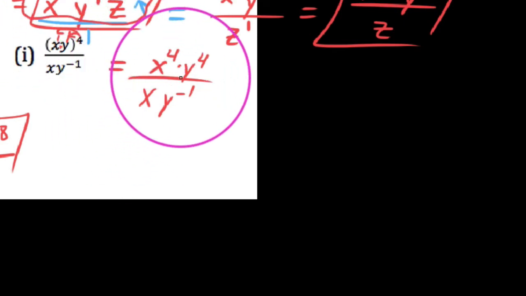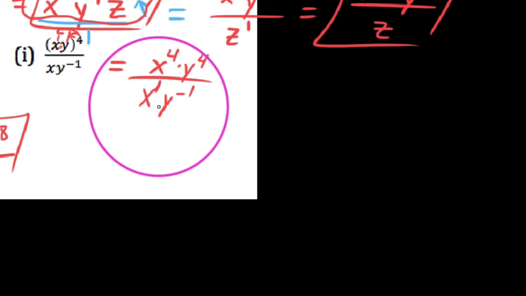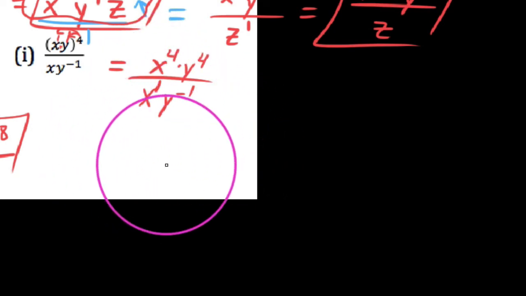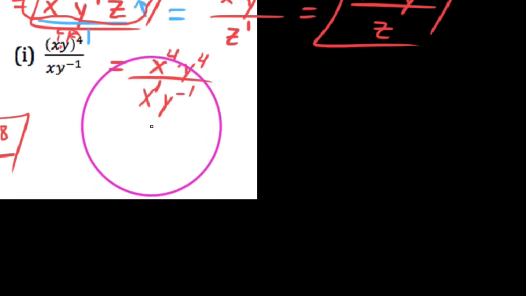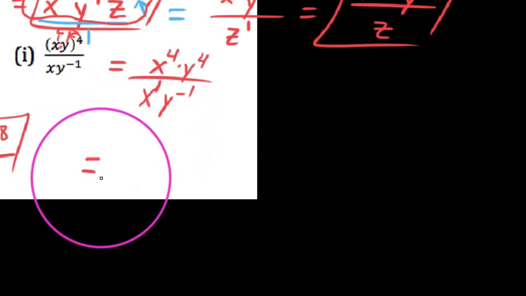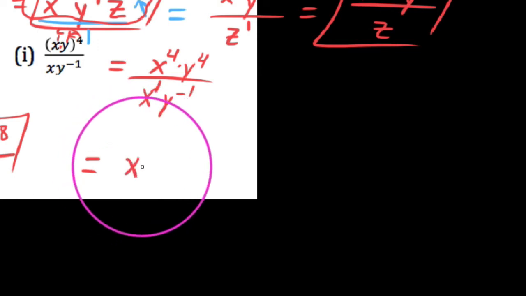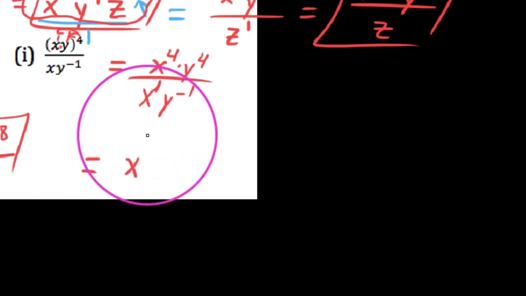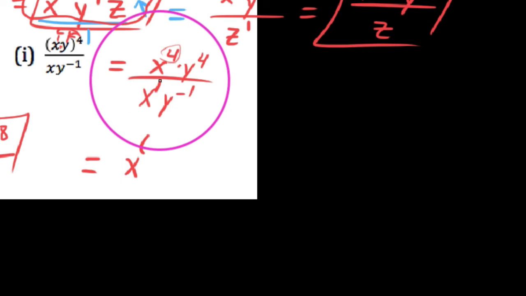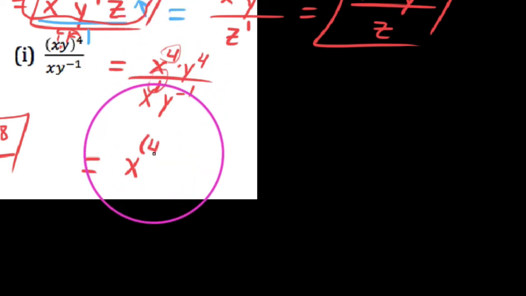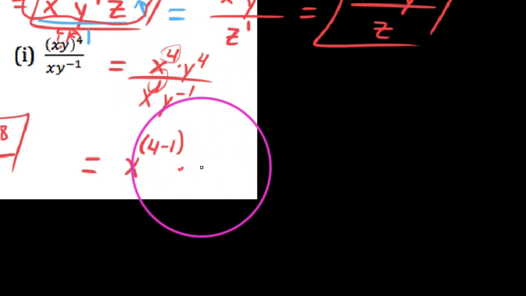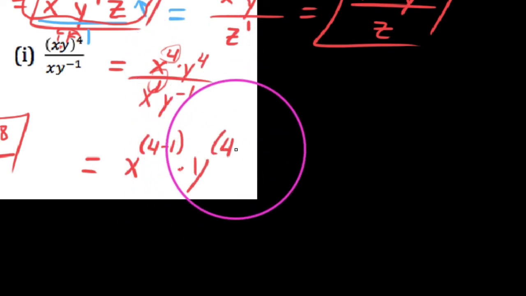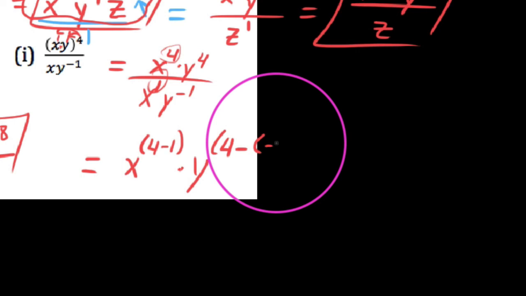So the fact is I have x to the 4th over x to the 1st, and now we're using our quotient property that says, if when you multiply two things with the same bases, you add their exponents, then when you divide two things with the same bases, you must subtract their exponents. So we get x to the, and I'm going to write it out on this one, the top exponent minus the bottom exponent. So we get 4 minus 1, x to the 4 minus 1. And as far as my y's go, I get y to the 4 minus, now this is very important, negative 1.